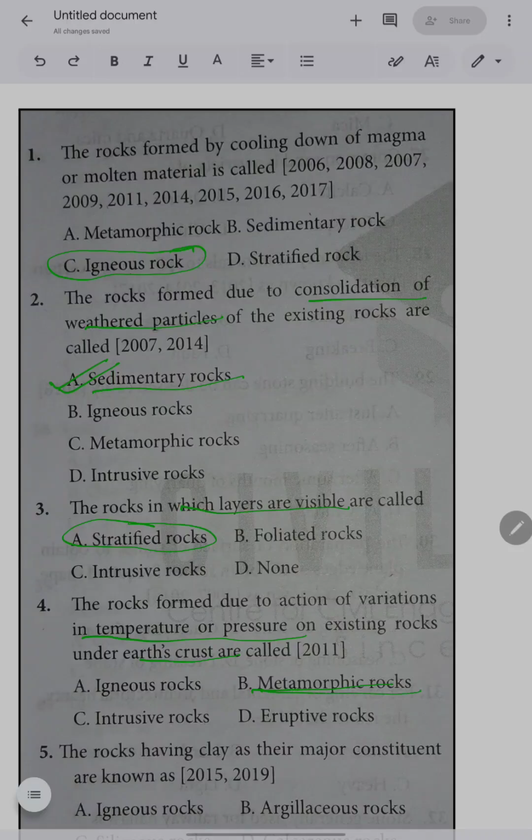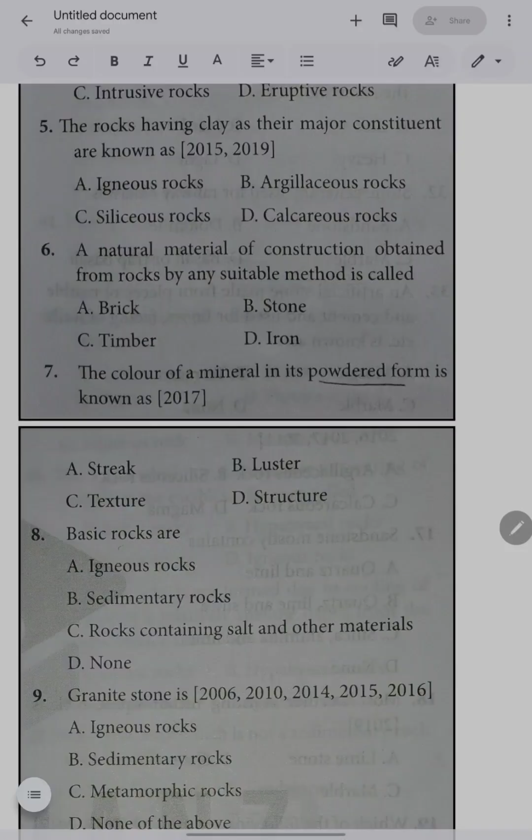Then next question. The rocks having clay as their major constituent are known as igneous rocks, argillaceous rocks, siliceous rocks, calcareous rocks. So rocks having clay as their major constituent is argillaceous rocks. Option B is the correct answer.